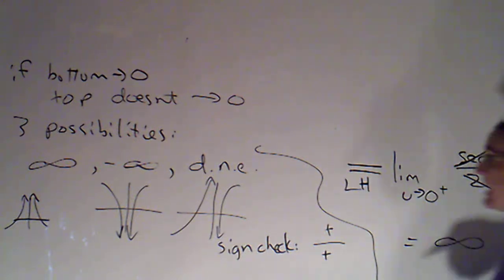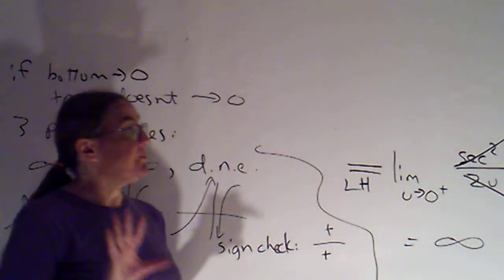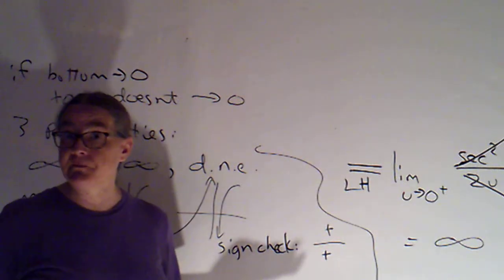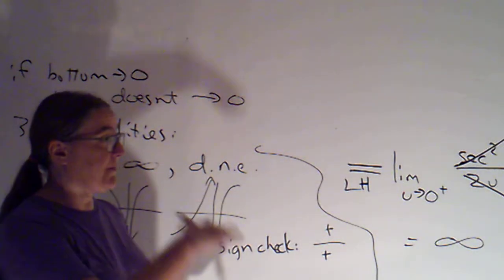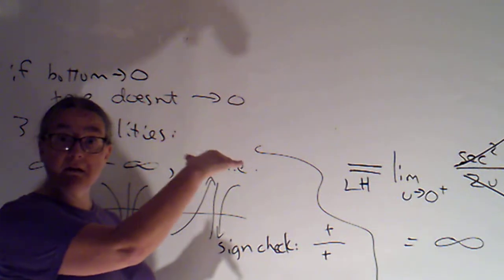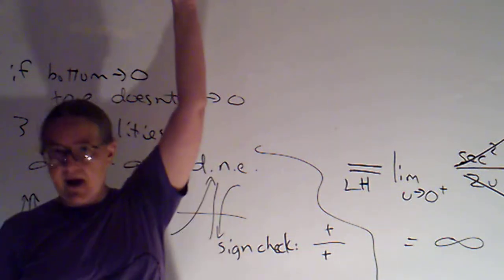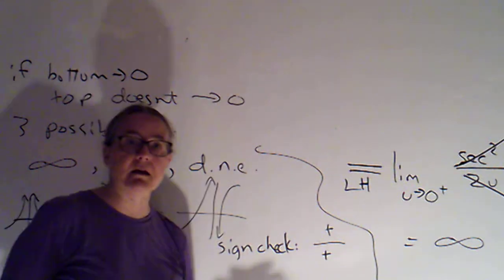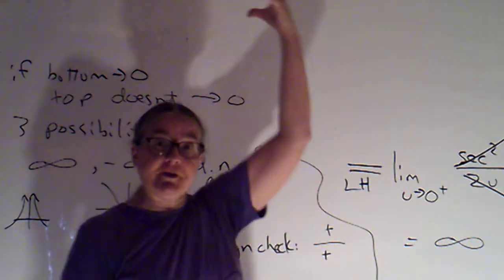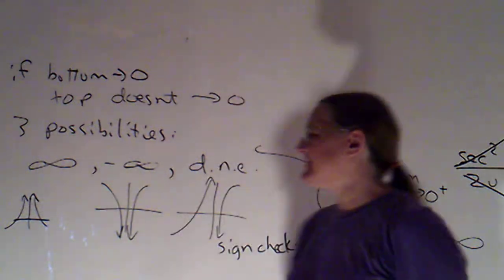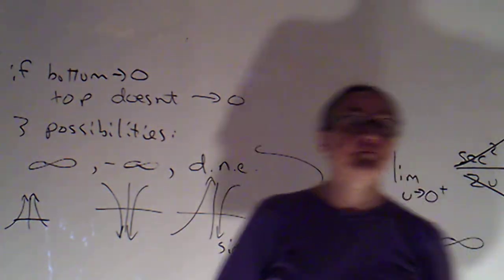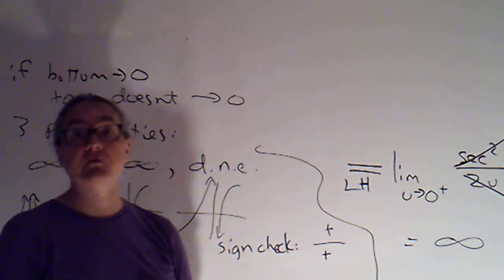Now, there aren't any examples in the book where you get infinite limits, but you still can. Anytime you have a situation where the bottom goes to 0 and the top doesn't, your function is blowing up. It's getting big, and it could get big in positive or it could get big in negative. If it gets big in both directions, then we would say the limit doesn't exist. So we have these same 3 possibilities for things, and you do just need to do a sign check.